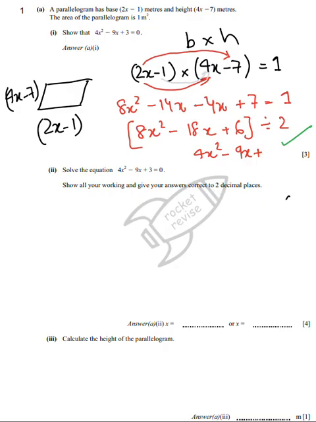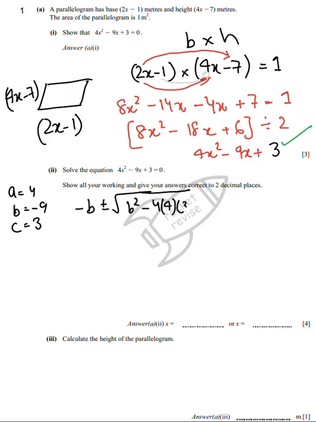Okay, so, oh wait, let's solve it. What was written here? Plus 3. Yeah, okay. So the quadratic formula is, let's first write this down. A equals 4, B equals minus 9, and C equals 3, right? The quadratic formula is minus B plus minus under root B square minus 4AC upon 2A, right? Okay, let's put in the values.